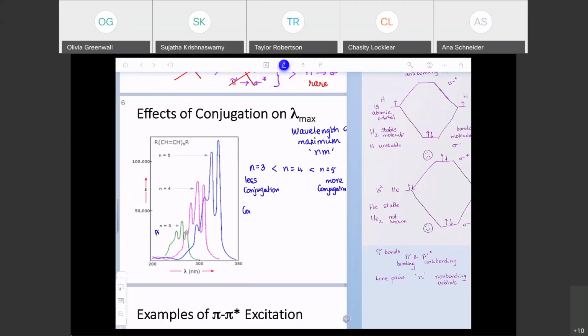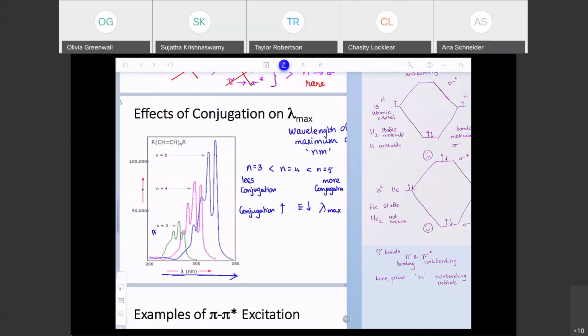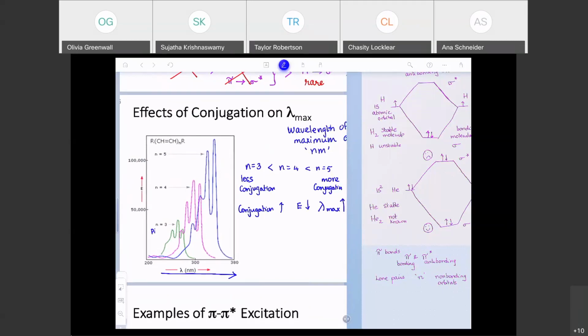So this is what I see from the graph. Greater the conjugation, I know, lower the energy, higher the lambda max. See how the lambda is moving from 200 to 380? So more number of conjugated double bonds, the energy drops, the lambda max will increase. So lambda max will move from UV to visible when conjugation increases, when number of double bonds increase.